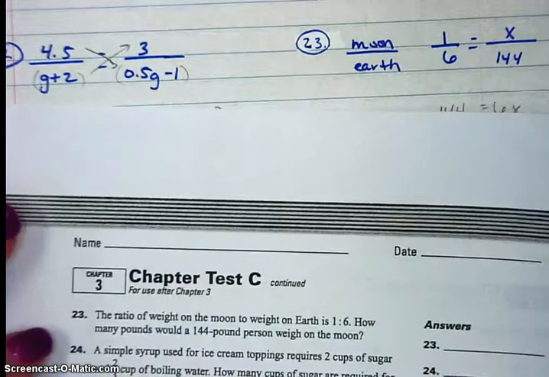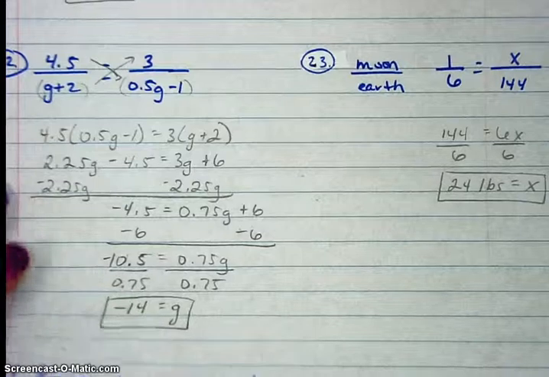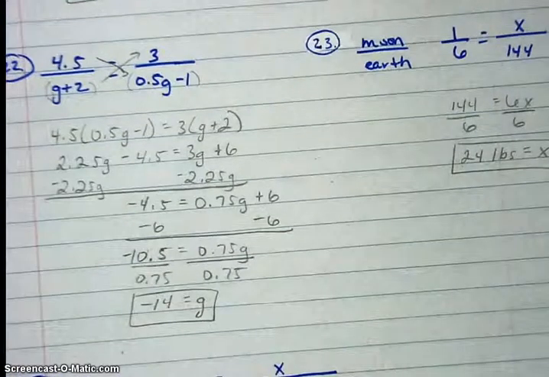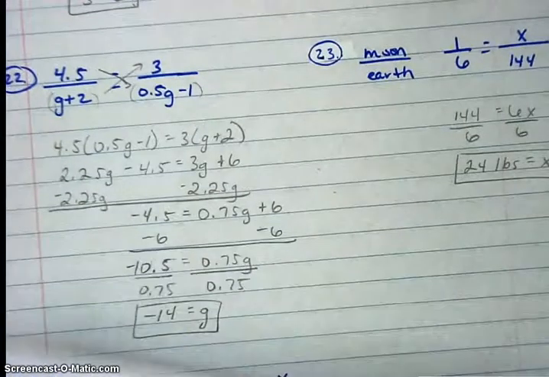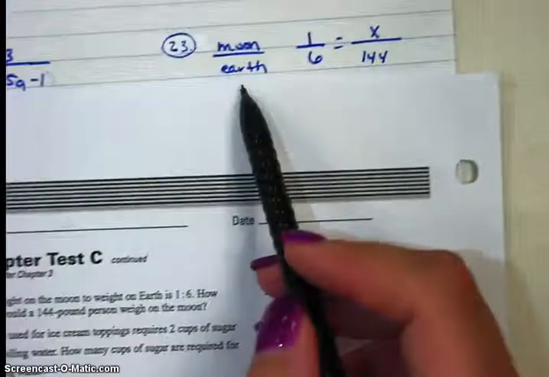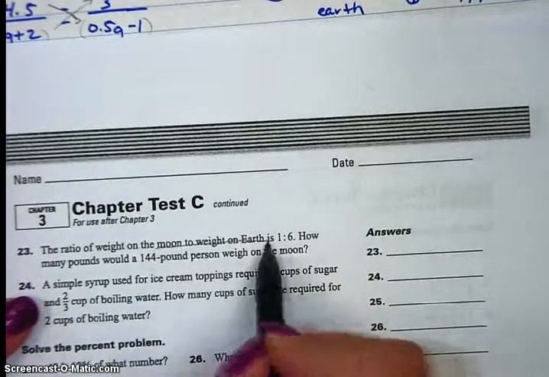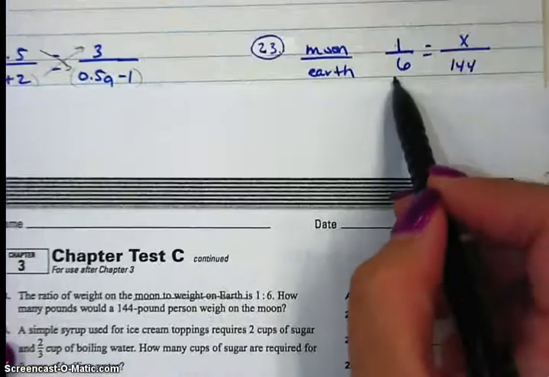So this one talks about the ratio of the weight on the moon to Earth. So you'll notice I actually wrote moon to earth there. That way I know what my ratio is. It tells me my ratio is moon to earth, 1 to 6.